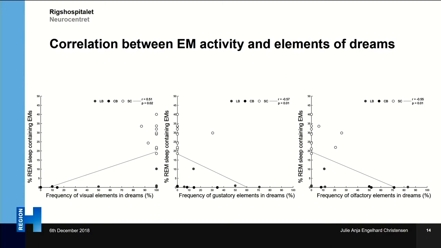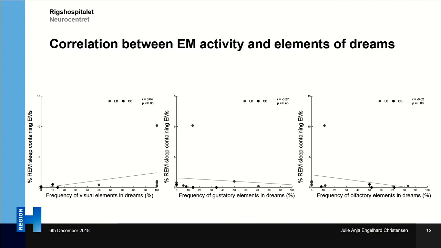If we looked into the correlation between eye movement activity and the elements of dreams, we found a significant positive correlation between the percentage of REM sleep covered by eye movement activity and the visual elements in the dream, and a significant negative correlation when we compare this to the gustatory and the olfactory elements. These correlation plots are when we include the sighted controls.